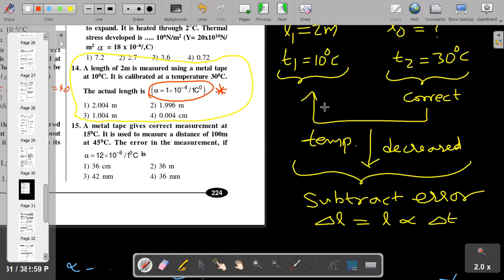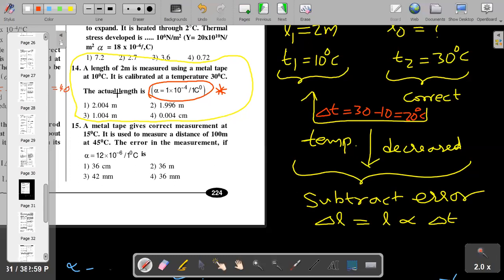Now can we find the temperature difference? What is delta T? Delta T is the difference in temperature, T2 minus T1. That is 30 minus 10. Can I write 20 degrees centigrade as the difference in temperature? Yes, sir. So I can write 20 degrees centigrade difference in temperature. And now according to the formula, they are asking us to find not only the error. This delta L is only the error.